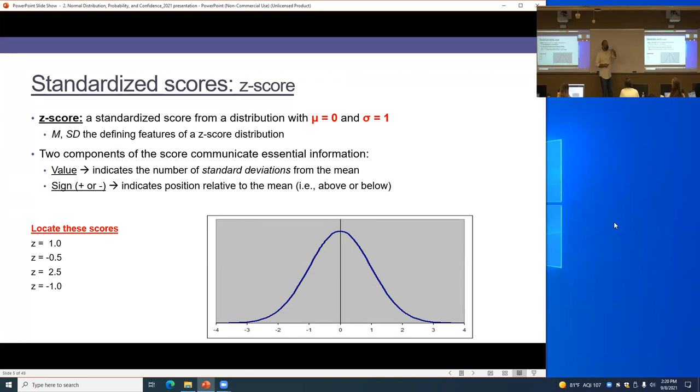So what if I find something that scores 2.5 standard deviations below the mean? That's starting to get more extreme, right? That's not much of that tail of the distribution that's left over. So this can start to give us information pretty quickly about the relative likelihood or probability of this case occurring.